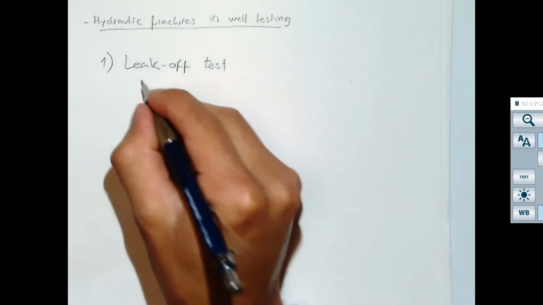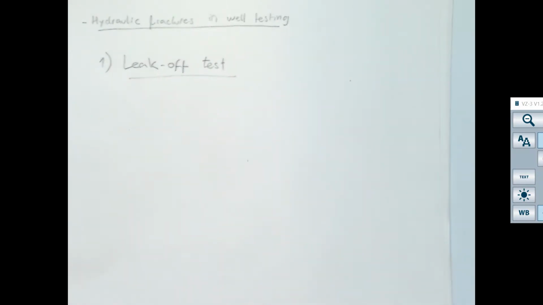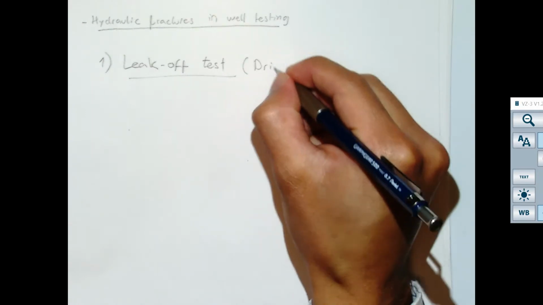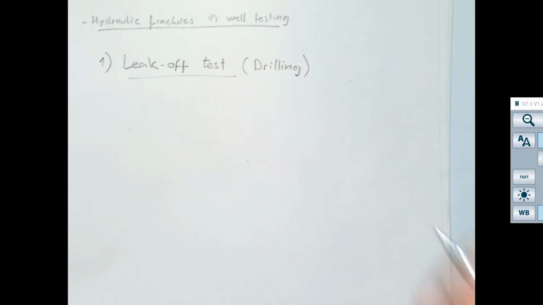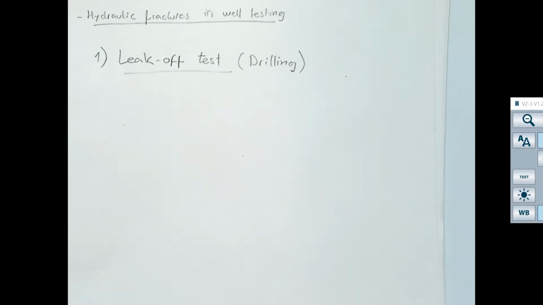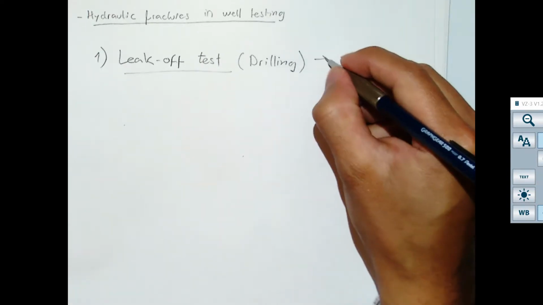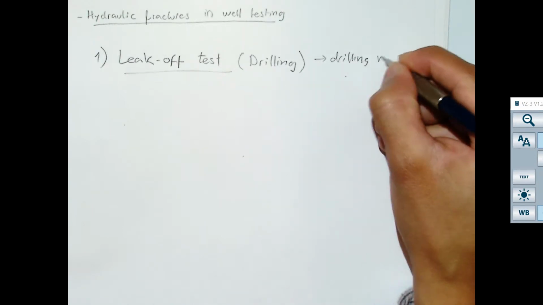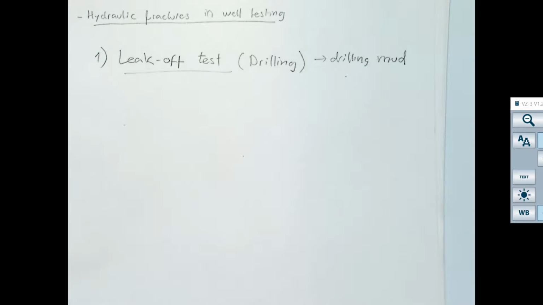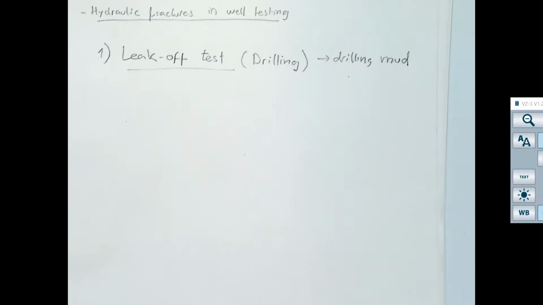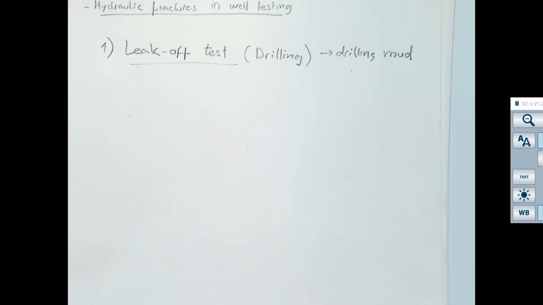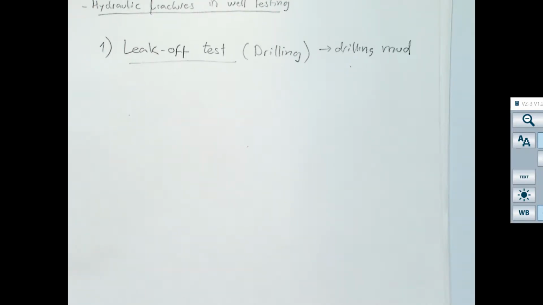The leak-off test is a test that involves hydraulic fracturing, and it's mostly done when you're drilling. And because it is done when you're drilling, it uses drilling mud. We're going to see that there are several ways of causing a hydraulic fracture. You can do it with drilling mud, you can do it with fracturing fluid, or you can even do it with natural gas or nitrogen or anything. So it's very important to recognize what type of fluid you're using to predict correctly what's going on with a hydraulic fracture.